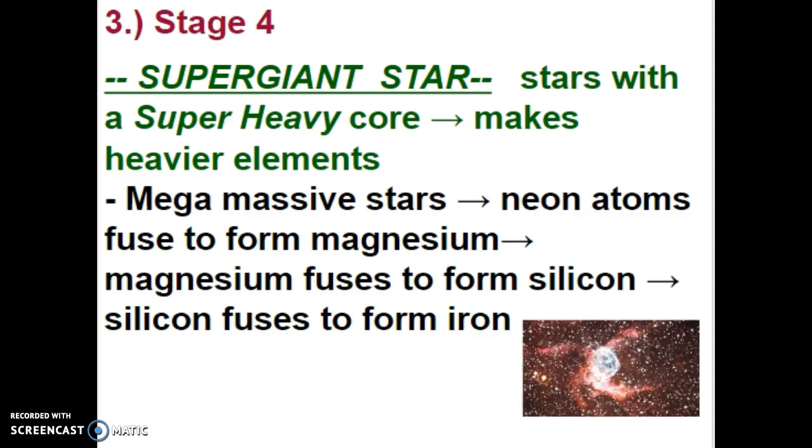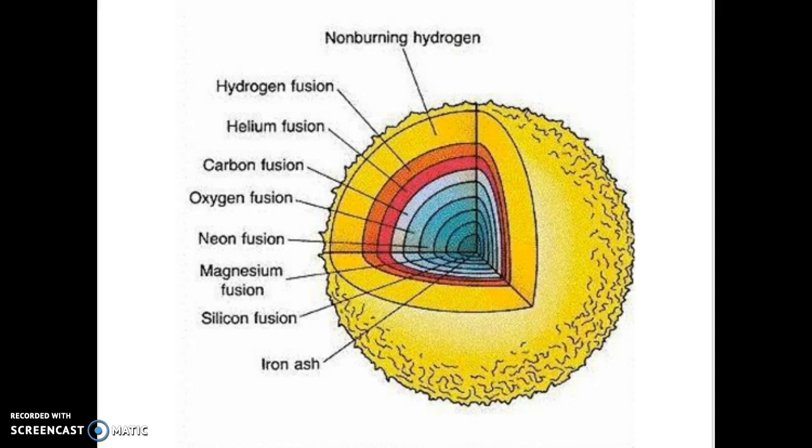And we can get neon atoms forming into other heavier elements. For very large, super heavy cored stars, supergiant stars make heavier elements. The bigger, the fatter the star, the bigger, the fatter the elements that can be made. So neon atoms on megamassive stars fuse to form magnesium, which is one of the important biological salts. Magnesium can fuse to form silicon. Silicon can fuse to form iron. And we can keep this process going. So all of the materials in the universe are made and generated by stars.